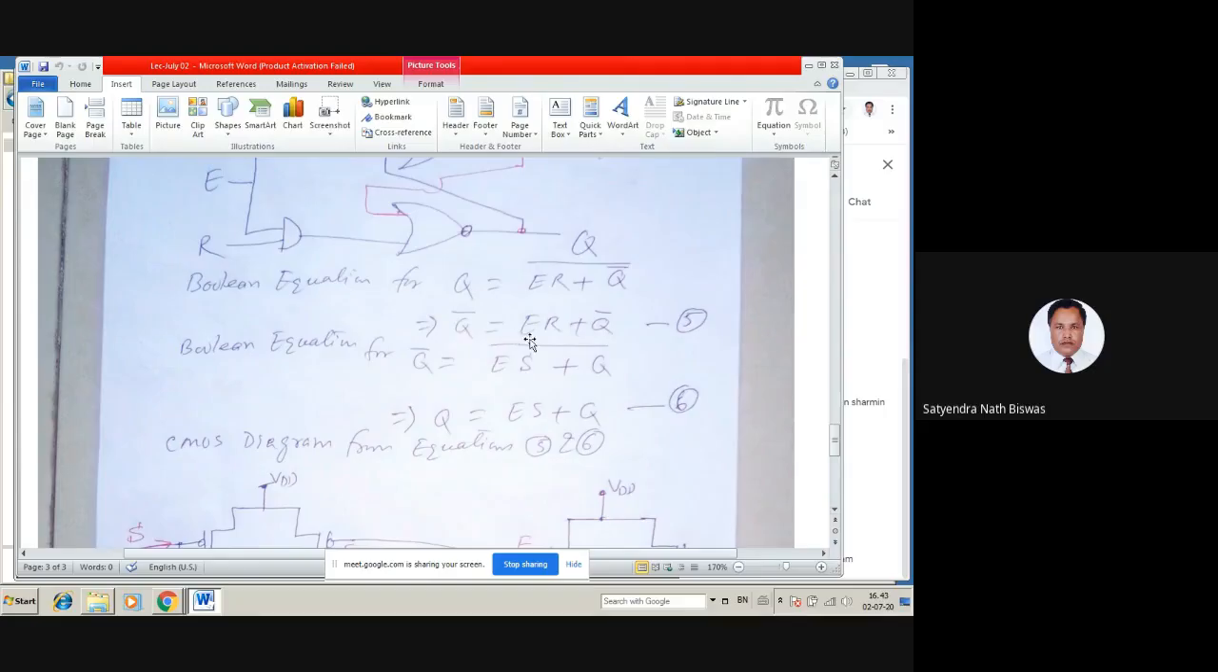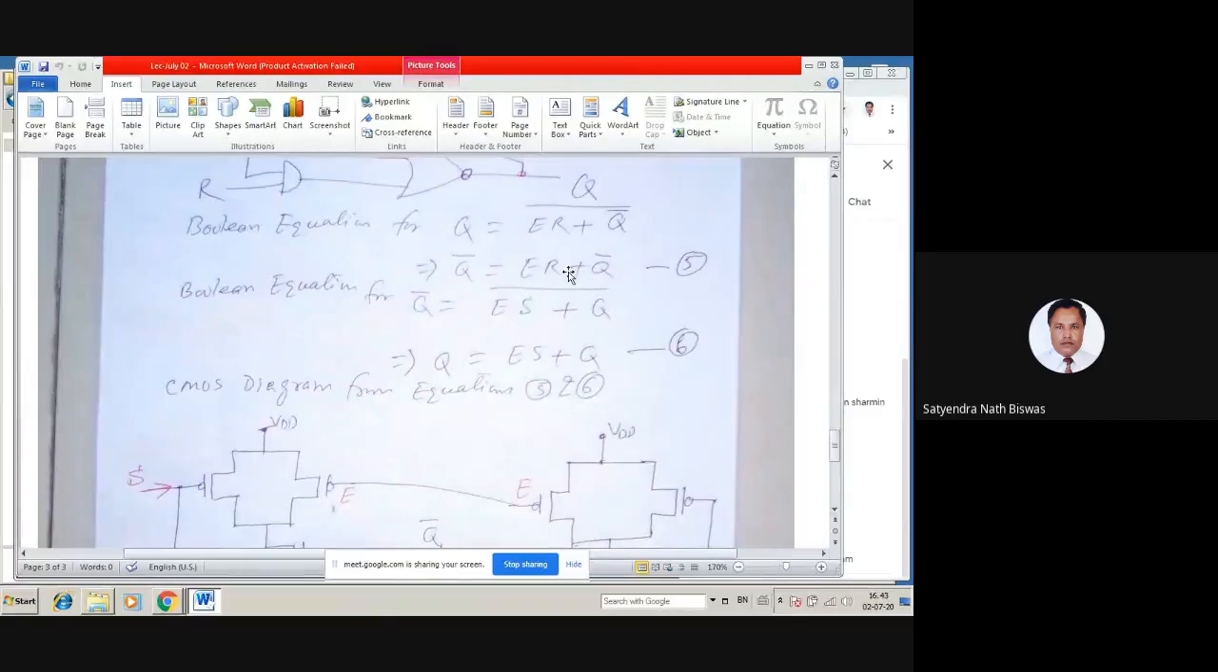So you get equation number 5, and that is Q bar is equal to ER plus Q bar, and ER is actually there, you see E and R both are primary inputs and have no bar, so this is very good, right? This is the best equation, and in the same way we are taking the equation for Q bar as well.